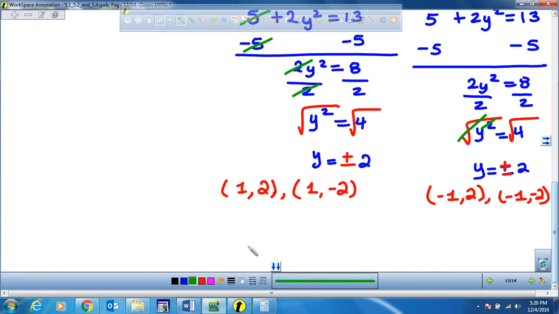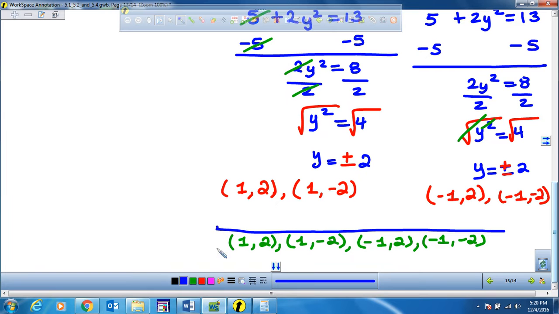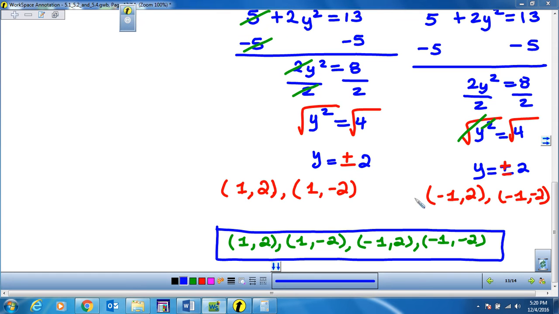So all together, because you should type them like that on the computer, (1, 2), (1, negative 2), (negative 1, 2), (negative 1, negative 2). So there are 4 solutions in total for this problem. So be very careful, because if you forget the plus or minus, you're going to think that there's only 2 points in total as the solutions. One for the first substitution of x equals 1, one for the second substitution of x equals negative 1, and that is not true.